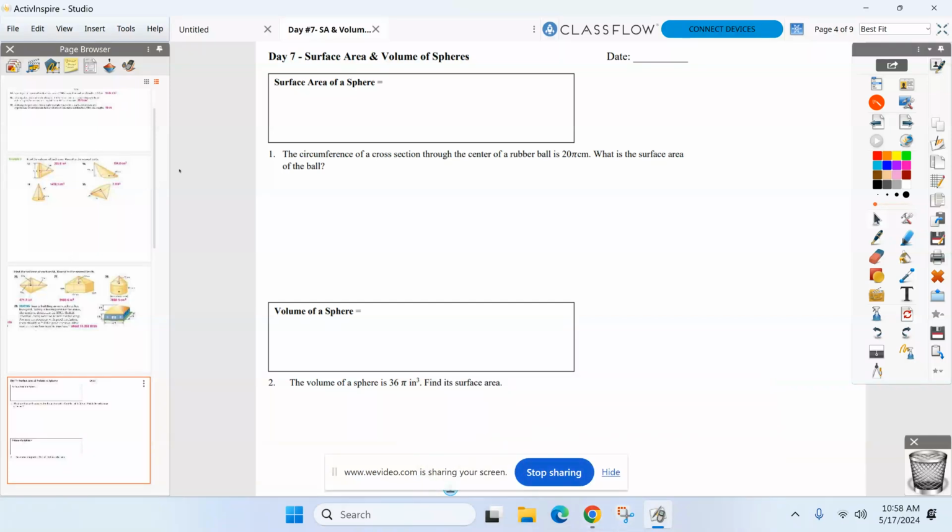All right, here we go. New figure today. Haven't talked about it yet. A sphere. So we do need to talk about surface area. Go back and talk surface area, and also talk about volume, which you have on the reference sheet anyway.